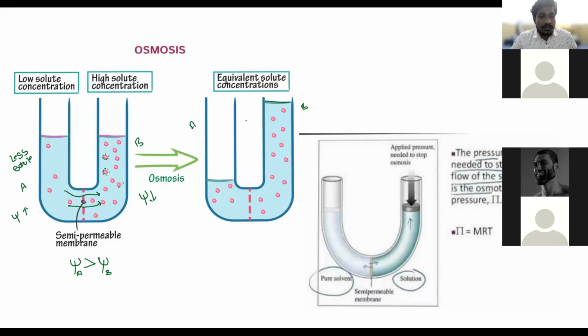Okay, I'm defining osmosis. Please listen carefully. Osmosis is the movement of solvent molecules from the area of high water potential towards the area of low water potential through a semi-permeable membrane. This can be one definition. Another definition can be the movement of water molecules from the area of high solvent concentration towards the area of low solvent concentration. Got it?